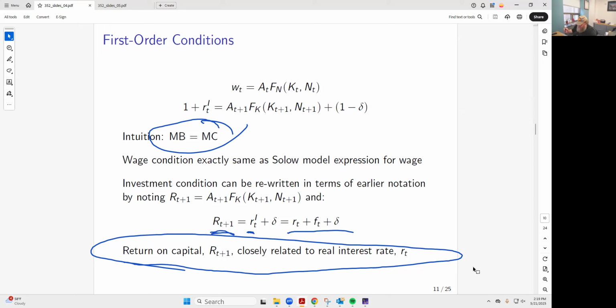Again, FT represents how easy it is to borrow money. We'll refer to that as liquidity later on in the semester, and then plus depreciation. So you can see if depreciation goes up, the rental rate goes up. If frictions go up, the rental rate goes up. If the household interest rate goes up, then the rental rate goes up.